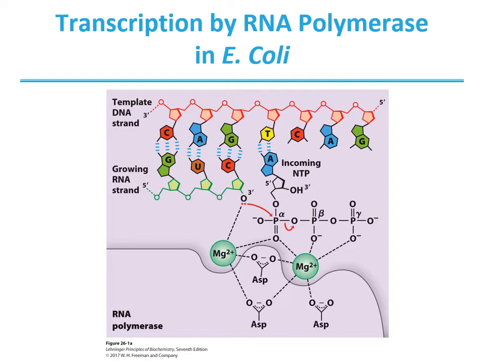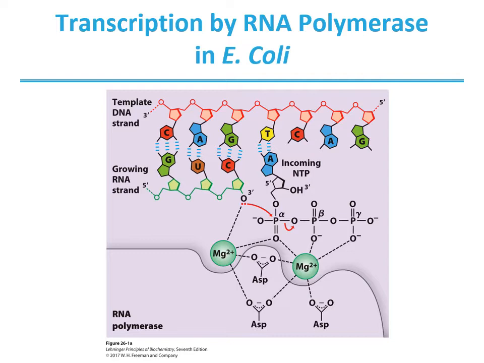The mechanism of RNA polymerization is very similar to that of DNA polymerization. The reaction involves 2 magnesium ions coordinated to the phosphate groups of the incoming nucleoside triphosphates. These are NTPs rather than the dNTPs of DNA. There are also 3 aspartic acids which are highly conserved in the RNA polymerase of all species. The purpose of the aspartic acids is to coordinate the magnesium ions.